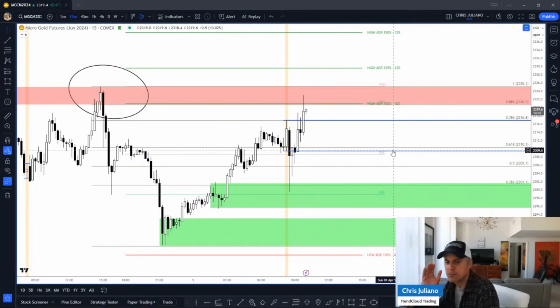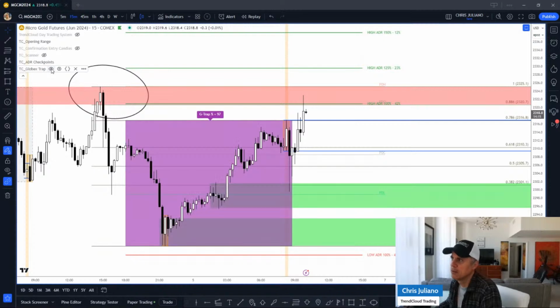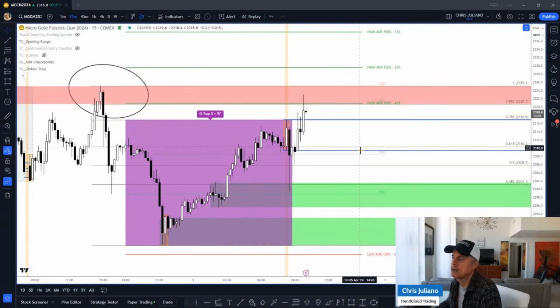Price is used to moving a certain amount every day. And the average daily range is a great marker that tells you. And we've got that with our TrendCloud system, right? ADR checkpoints. They are definitely checkpoints for a reason. What is Globex? Look at that. Globex trap, right? Over 75%, we're at 97% of Globex. Wow.